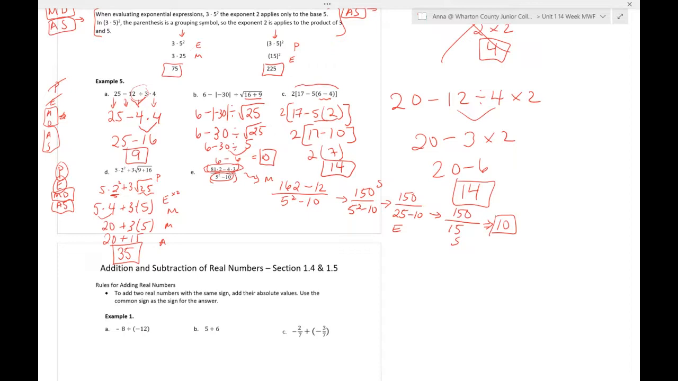On these, be careful because if you need to square a negative, if the negative is in parentheses, that equals a positive. Because negative 4 times negative 4 equals positive 16. If the negative is on the outside, the exponent only applies to the 4. So that would be negative 4 times 4, which is negative 16. So please just be careful with that.